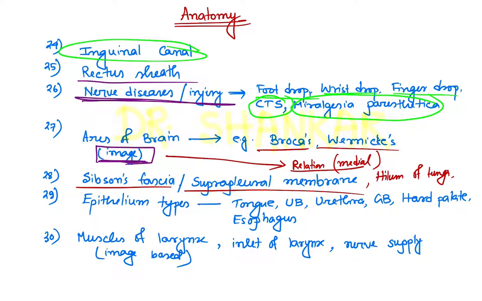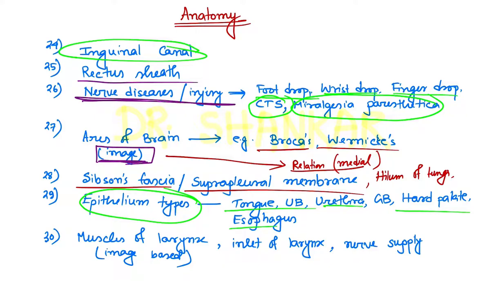Then epithelium is one of the important topics for nowadays examinations, like what is the epithelial lining for tongue, heart, palate, esophagus, urethra. Transitional epithelium is seen from which level to which level. Urethra, membranous and prostatic urethra, their epithelial lining, tracheal epithelial lining, gallbladder. So these things are important. Epithelium, histology is very important.